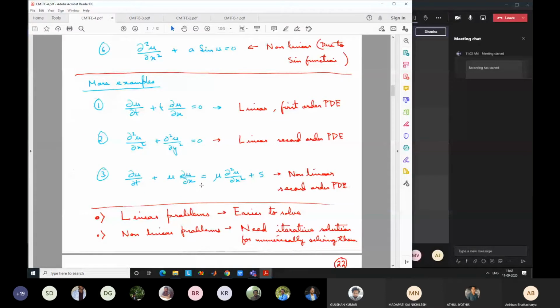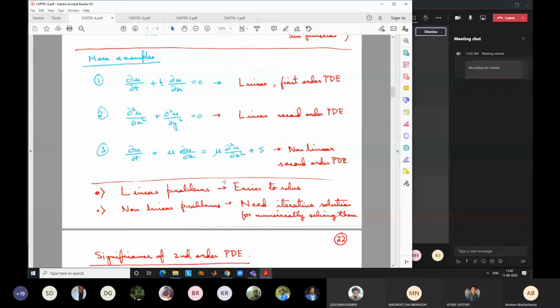We don't know anything about the source term. The source term could have also induced non-linearity. So I hope at this point it is clear. The basic differentiation is clear to you. Linear problems are easier to solve. Non-linear problems are slightly more tricky to solve and may need iterative solution.